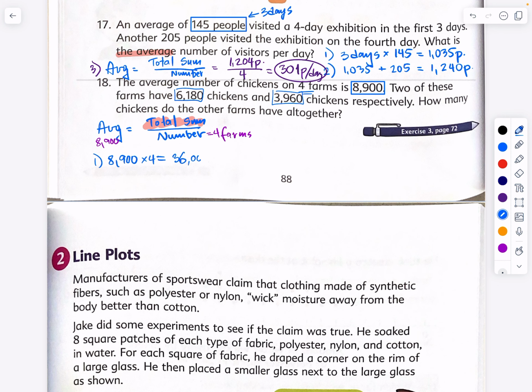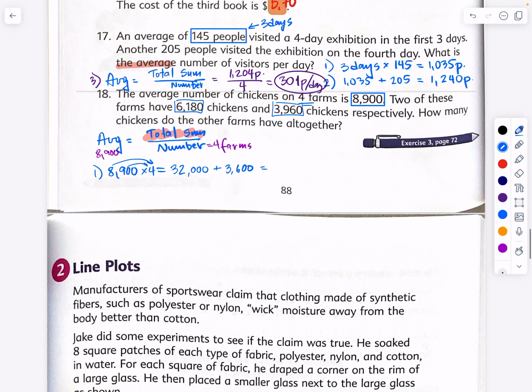8,000 times 4 is 36,000, right? And 900 times 4, oh my goodness, look at me. It's not 36. Of course, it's 32,000. Oh, Miss Natasha. 32,000. And 900 times 4 is 3,600. And altogether, the total number of chickens, the sum of all the chickens on 4 farms is 35,600 chickens total.